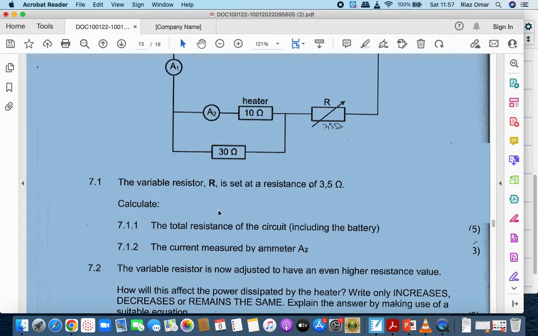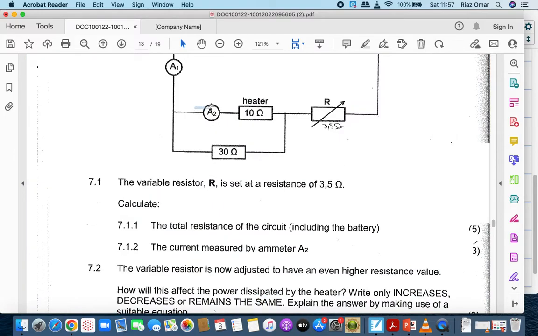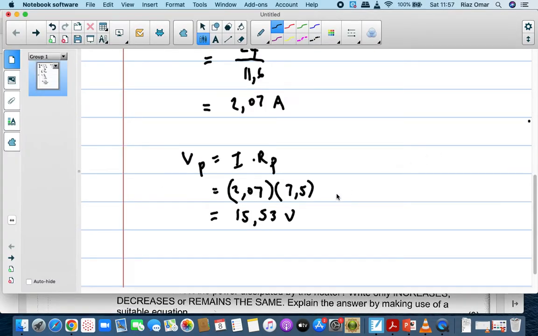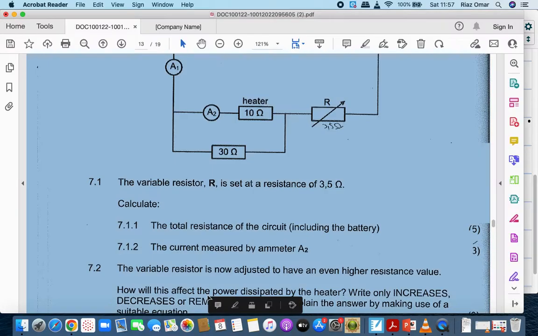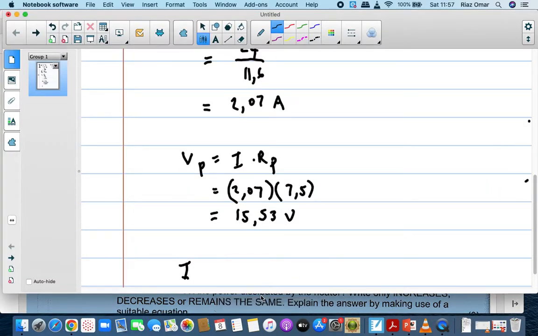Alright. So if we go here, the voltage on this resistor is 15,53 volts. So if it's 15,53 volts, and we have our resistance R, can we calculate I? I equals V over R. So let's see if we can work it out. I for the 10 ohm resistor, let's put our subscripts. I for the 10 ohm resistor equals V over R.